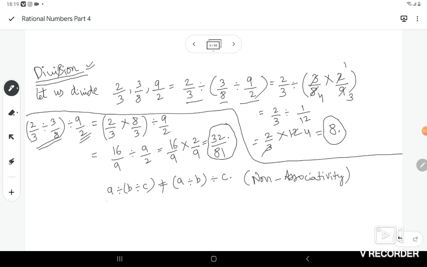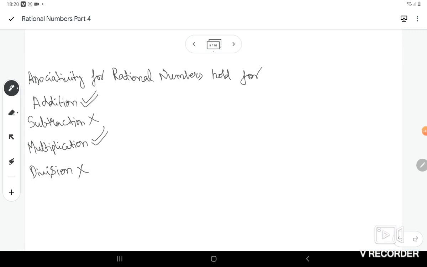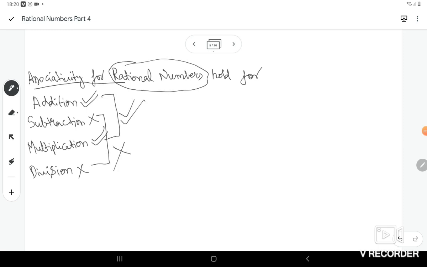From here we can clearly see that a ÷ (b ÷ c) is not equal to (a ÷ b) ÷ c. So the associative property does not hold true in case of division of rational numbers. Now coming to the conclusion, associativity of rational numbers holds true only in case of addition as well as multiplication, but does not hold true in case of subtraction and division.